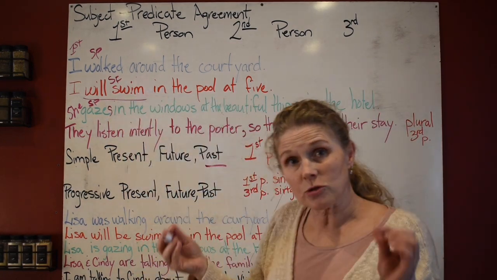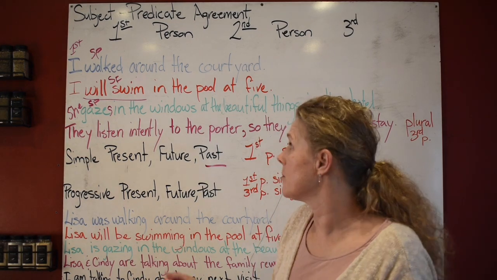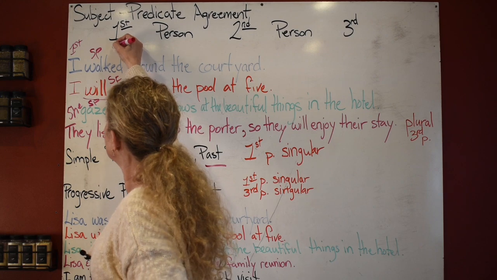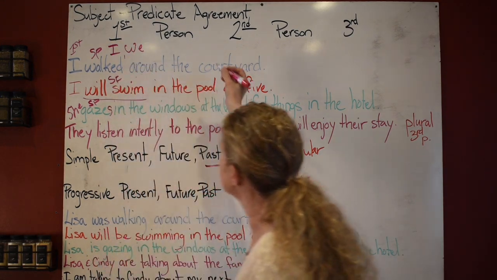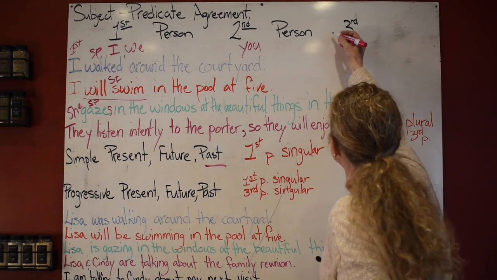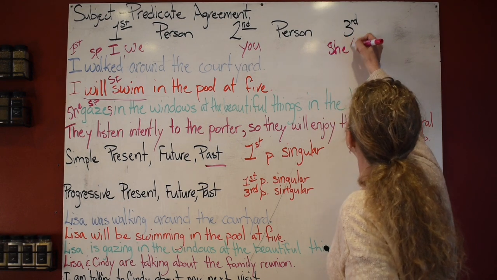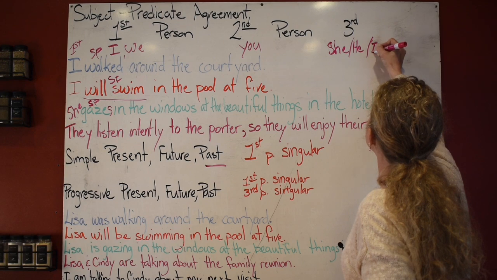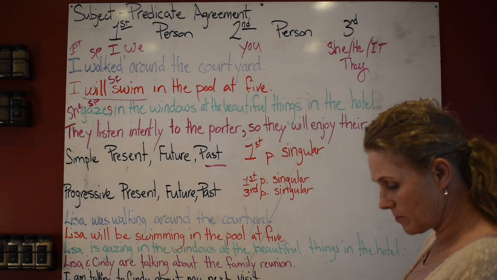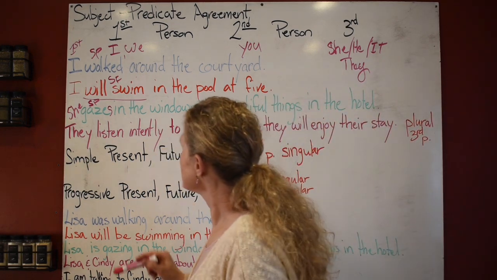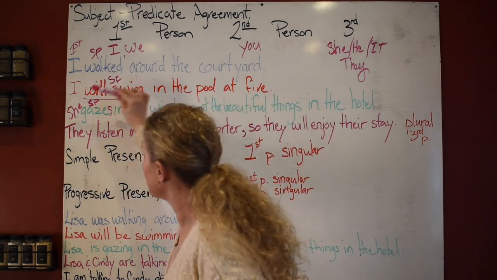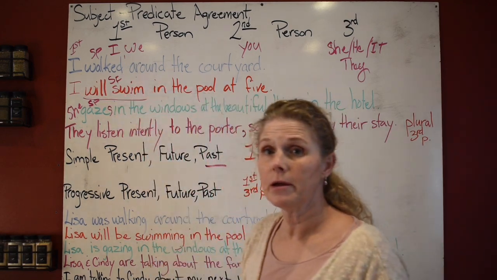gazes. So that's why it's so important for you to understand how to conjugate your verb. And you need to understand what first, second, and third person is. First person is what? I and we, right? Second person is? You and you. Third person? She, he, it, they. Well, they's plural. So, look at this. She gazes. Those agree. I will swim. Those agree. They have to agree.